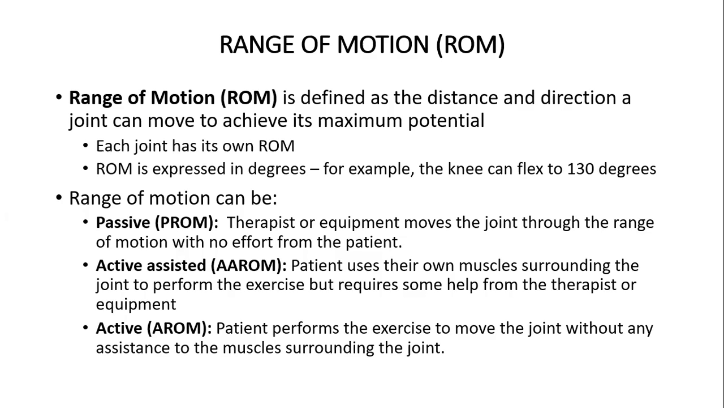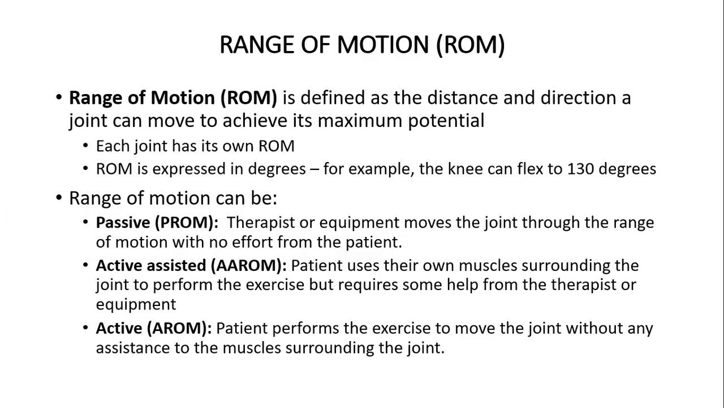So every joint has a certain range of motion. Elbow flexion, you have about 130 degrees, 140 degrees of that motion. Elbow extension, you have 0. You might even have some what we call hyperextension. So again, range of motion is the distance and direction a joint can move.